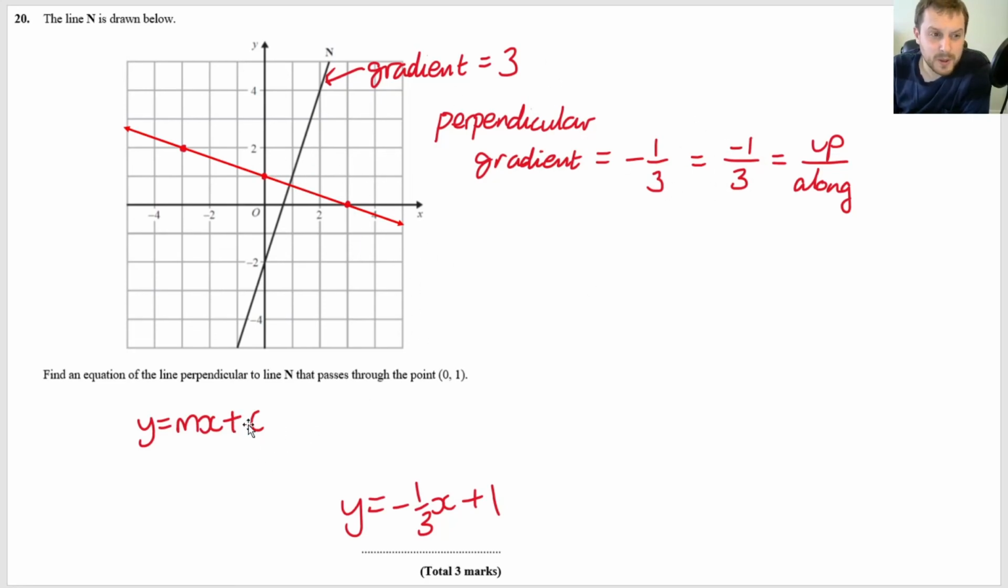And you also know what the plus c is because it literally crosses, it tells you that it crosses at 0, 1, so you know the plus c is 1.